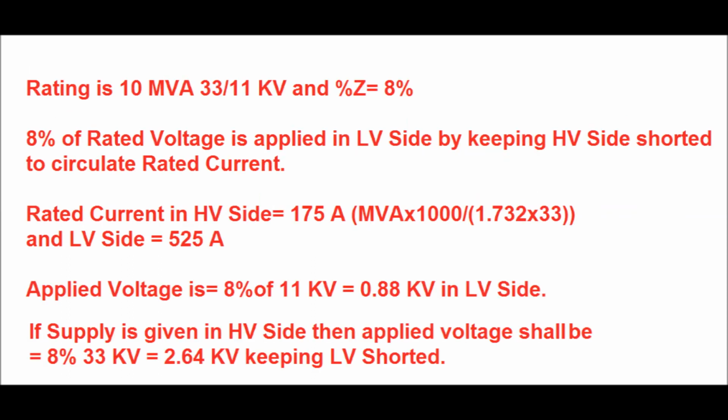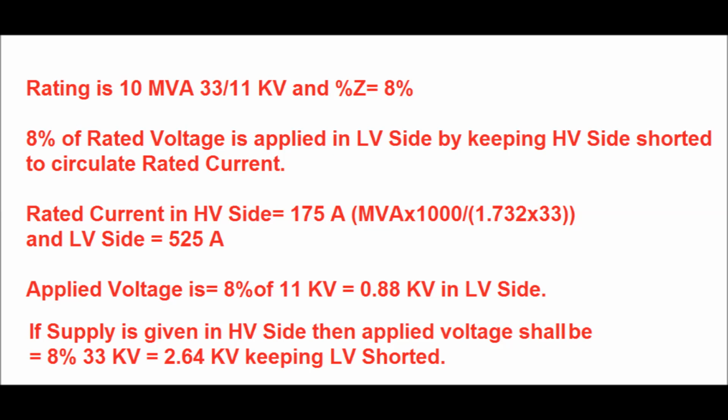Now consider a transformer rated 10 MVA, with HV side voltage 33 kV, LV side voltage 11 kV, and percentage impedance 8%. So 8% of rated voltage is applied on the LV side, keeping the HV side shorted, to circulate rated current. Here the HV side full load current is MVA capacity divided by root 3 into HV side voltage, which comes to 175 ampere, and the rated current on the LV side is 525 ampere.